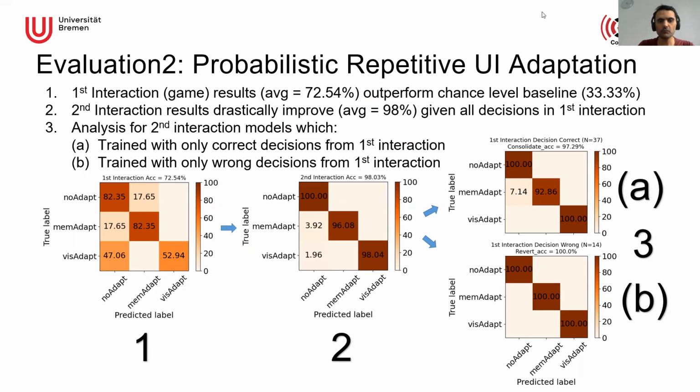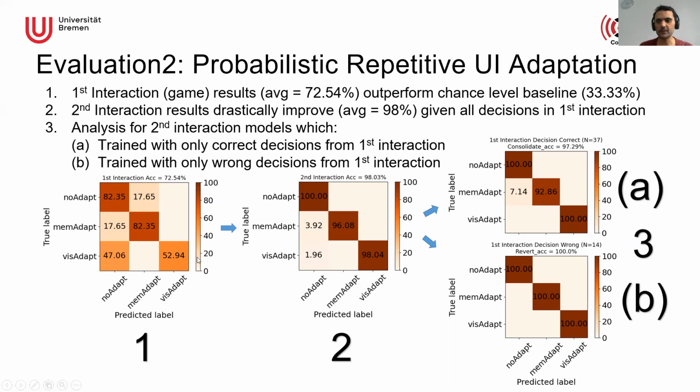It will learn from the first interaction. It can decide between no adapt, mem adapt, or vis adapt with an accuracy of 72%, and it drastically improves in the second interaction to 98% because it learns from consecutive HCI sessions.